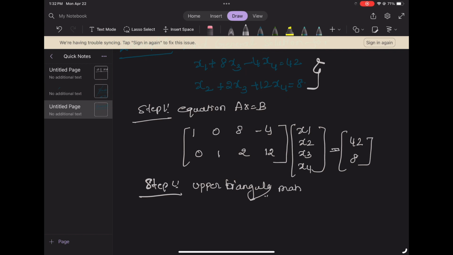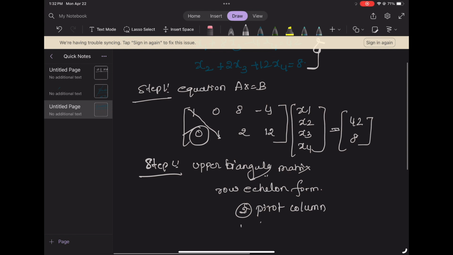Here you can see that the matrix is already in the reduced row echelon form, because all the elements below the diagonal element are 0. I cannot make the second element 0, because it will become 1. So it's already in reduced form. There are two things you have to remember, that is pivot columns and free columns. These are newly introduced terminologies for you, so let's see what they are.